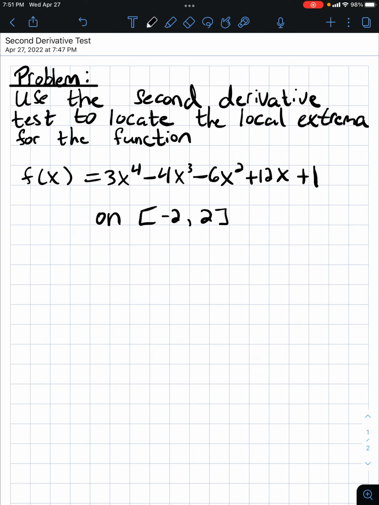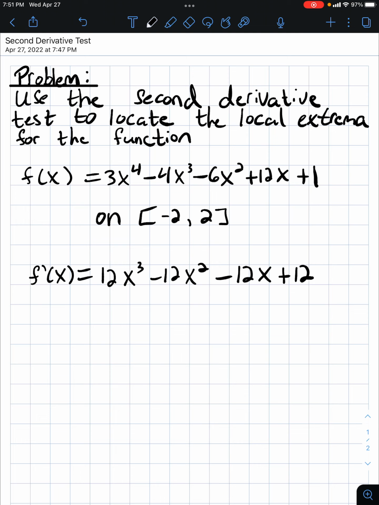Welcome back. Hopefully you're able to solve this problem. Now let's work on it together. So we need to use the second derivative test to locate the local extrema for the function. To do that, we first need to find the first derivative, f prime of x. So f prime of x is going to be equal to 12x cubed minus 12x squared minus 12x plus 12.